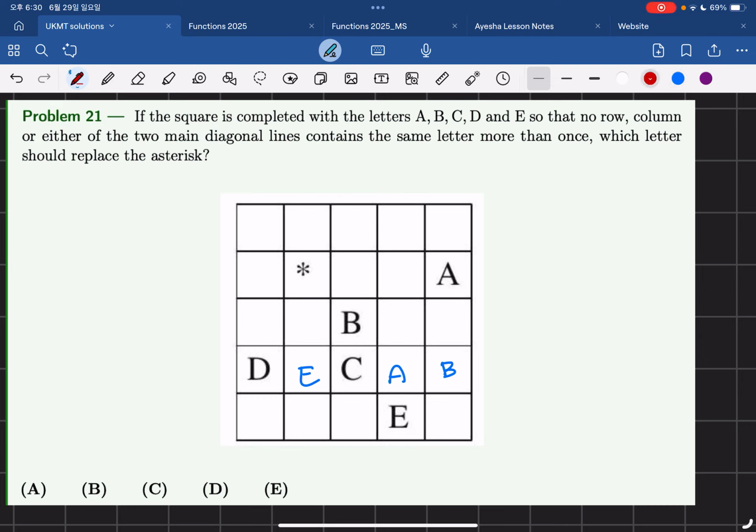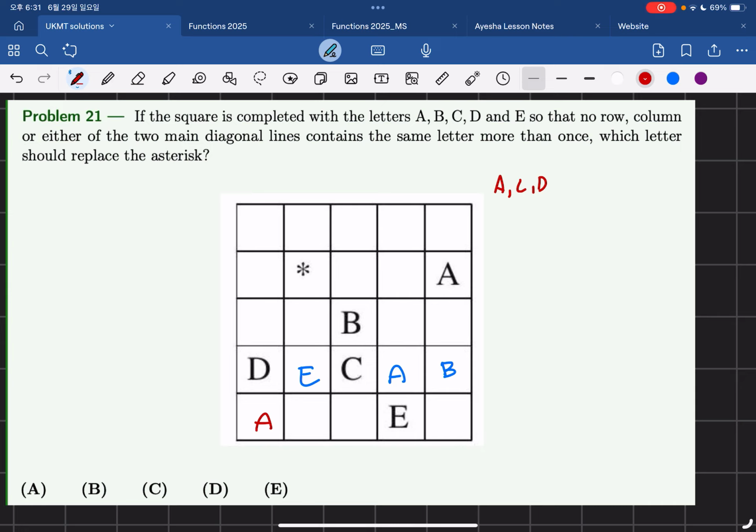Now we're going to look at this diagonal. We have A, C, and D missing. However, A is already occupied in these two columns, so A should go to the bottom left box.